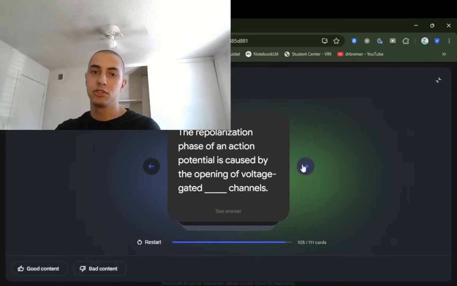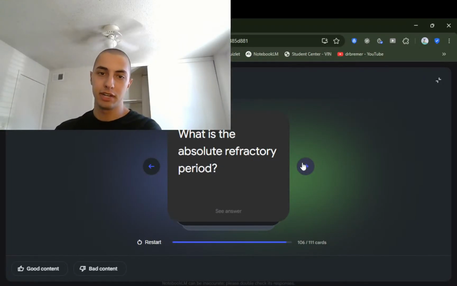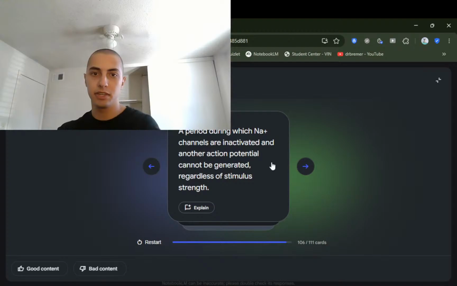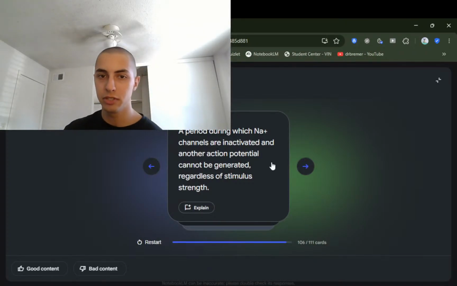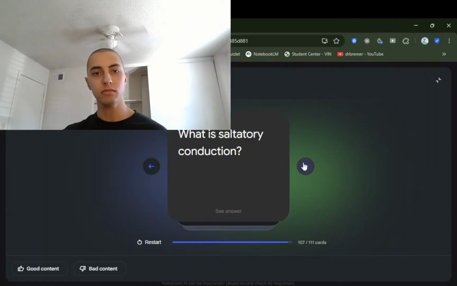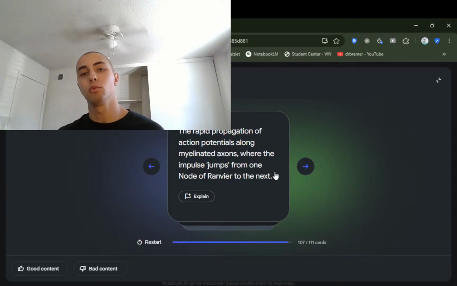The repolarization phase of an action potential is caused by the opening of voltage-gated blank channels. Potassium. Yes. What is the absolute refractory period? It's a period during which sodium channels are inactivated and another action potential cannot be generated, regardless of stimulus strength. What is saltatory conduction? It is the rapid propagation of action potentials along myelinated axons where the impulse jumps from one node of Ranvier to the next.